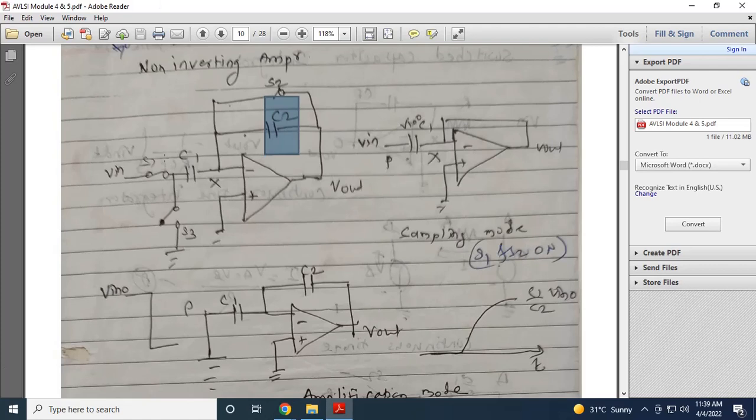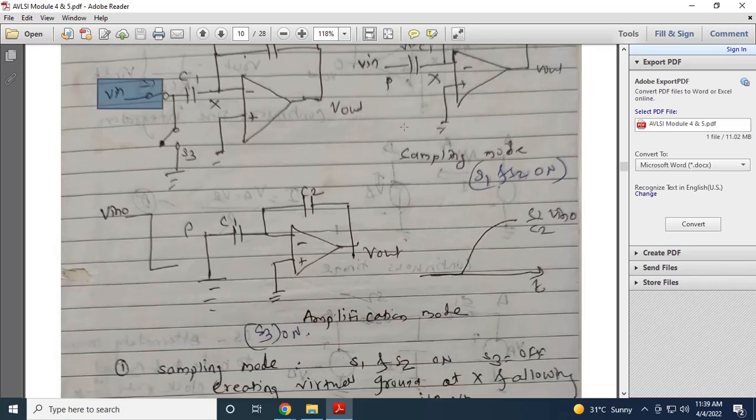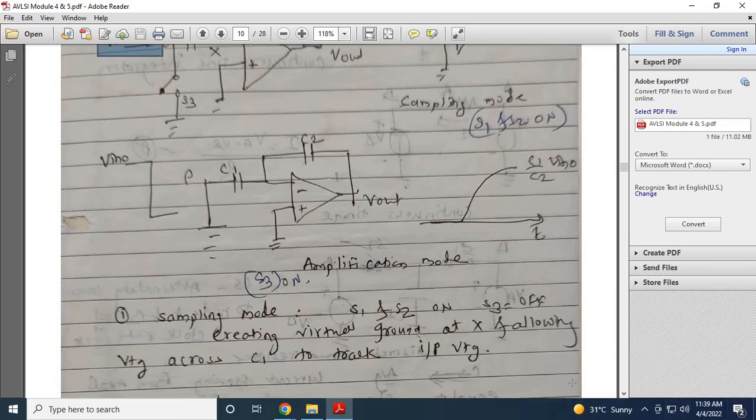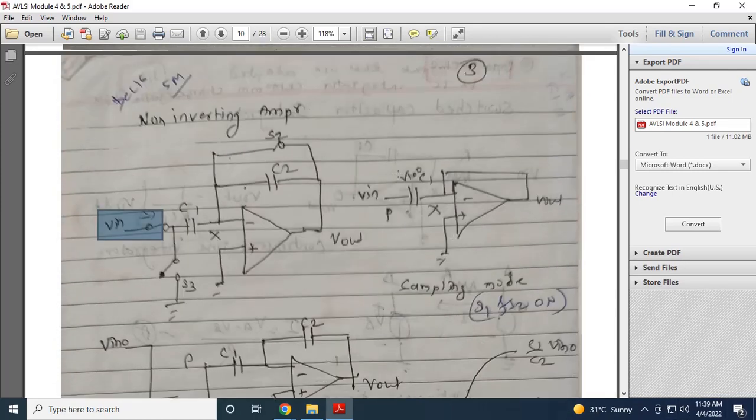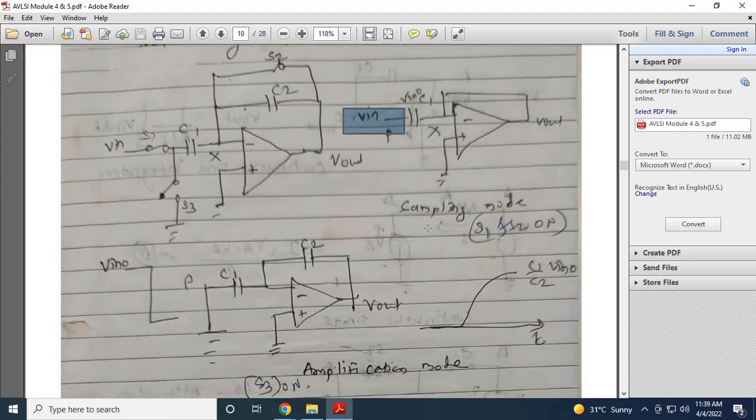So in sampling mode, switches S1 and S2 are turned on. See, this is the equivalent circuit. Switches S1 and S2 are closed and S3 is open. So in sampling mode, the capacitor C1 will track the input signal.